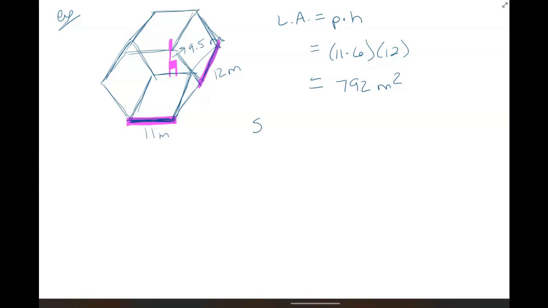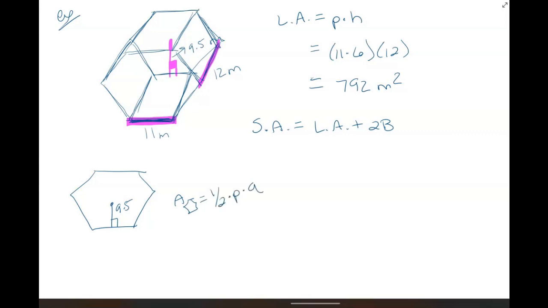Now to find the surface area. The surface area is the lateral area plus 2 times the area of the base. Now my base is this hexagon. We just did this, where we know the apothem. So the area of the hexagon is going to be 1/2 perimeter times apothem. The perimeter, again, the side length was 11, so that would be 11 times 6. And then they give us the apothem, so that was very nice of them.